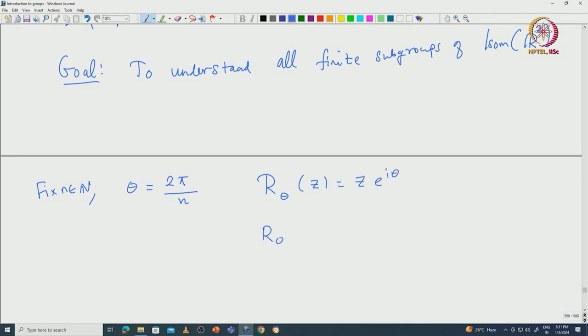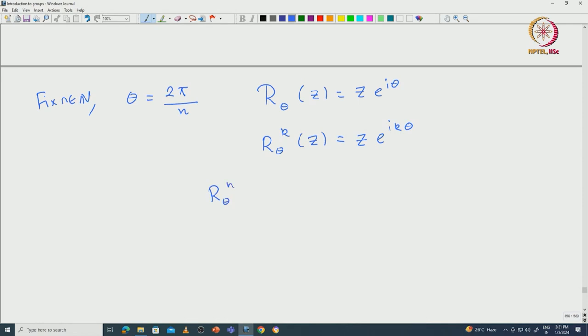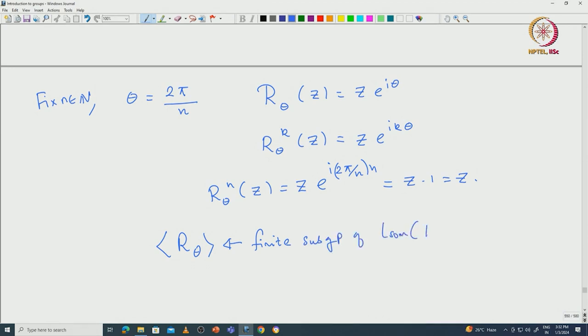So then you can easily see that r theta power k of z is going to be just z times e power i k theta. So now r theta power n of z is going to be exactly z e power i 2 pi by n times n. So then this is going to be exactly equal to z times 1, which is z. So that means if you take this subgroup generated by r theta, this is going to be a finite subgroup of this isometries of R2.